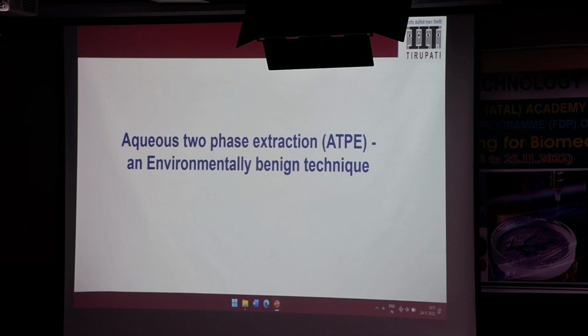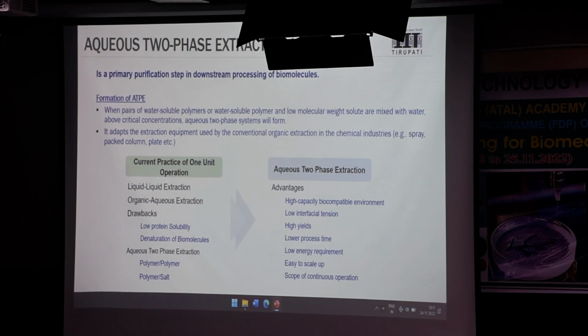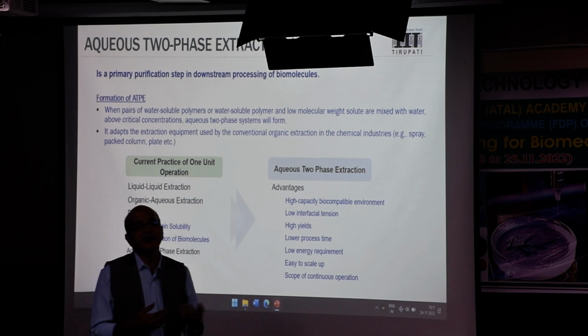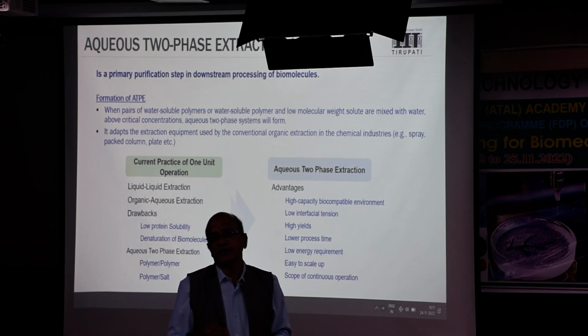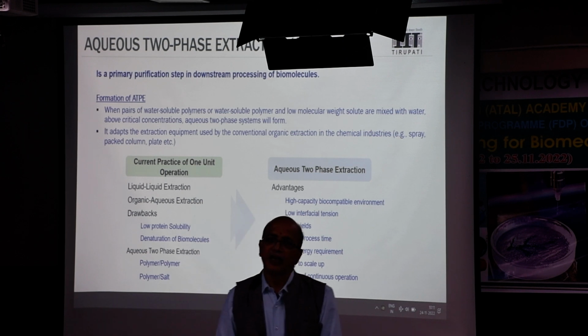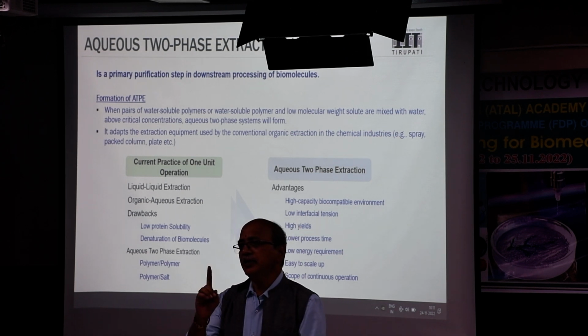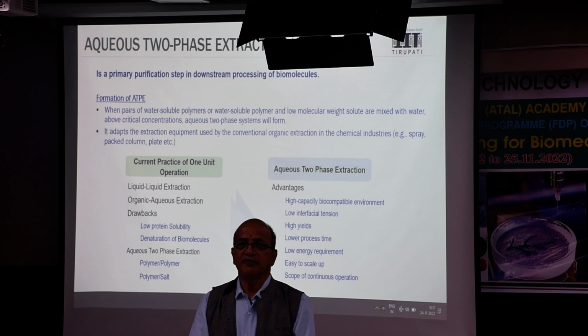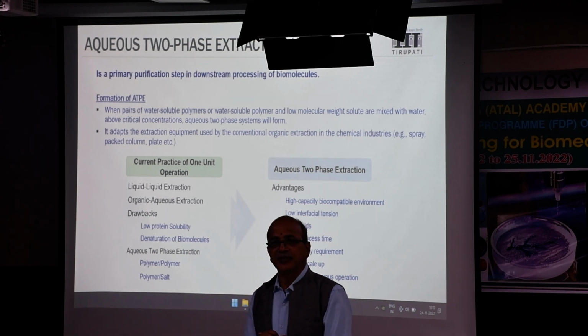Aqueous two-phase extraction is one of the environmentally friendly techniques that we have actively pursued for several things. The entire downstream processing I cannot cover; it would need a series of lectures for an entire course. It is not feasible and not required either. I concentrate, taking as a case study one unit operation called extraction.